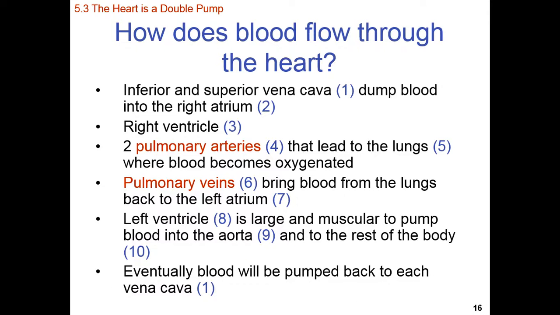So for your lecture exam, make sure you memorize that you go from the vena cavas to the right atrium, past the right AV valve to the right ventricle, to the pulmonary arteries, to the lungs, to the pulmonary veins, to the left atrium, left AV valve to left ventricle, from left ventricle past the aortic valve into the aorta, and then the rest of the body, and then back to the heart.